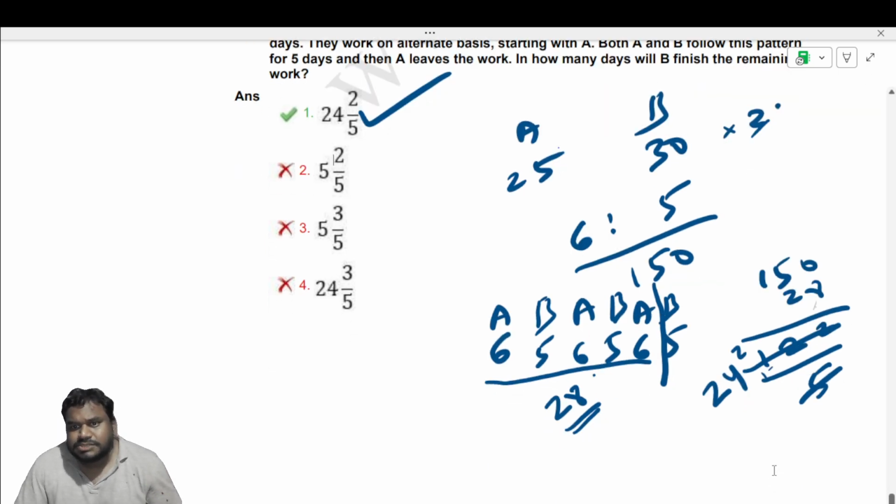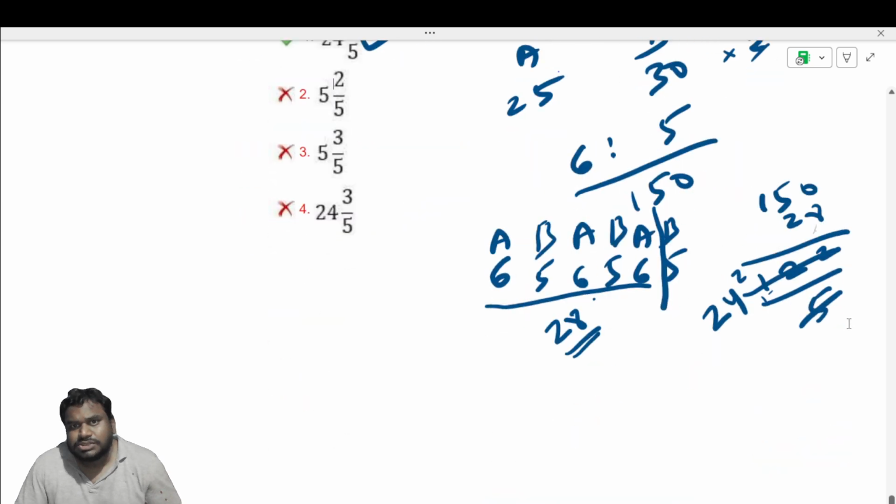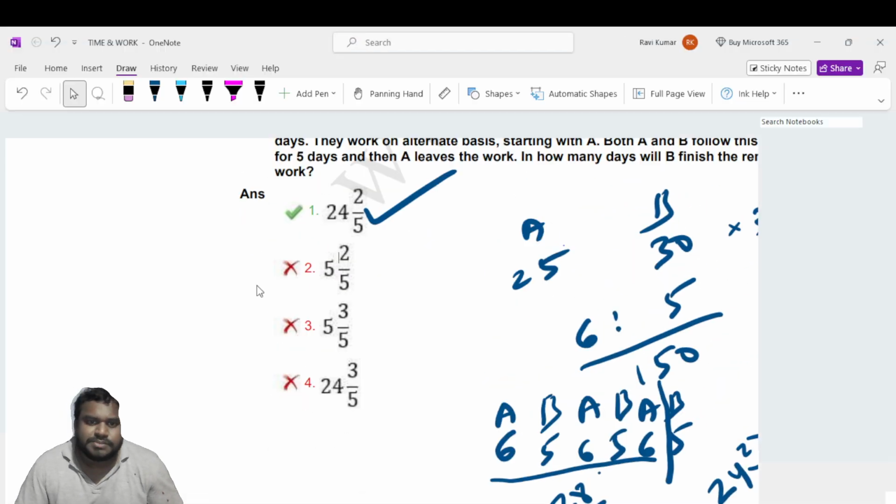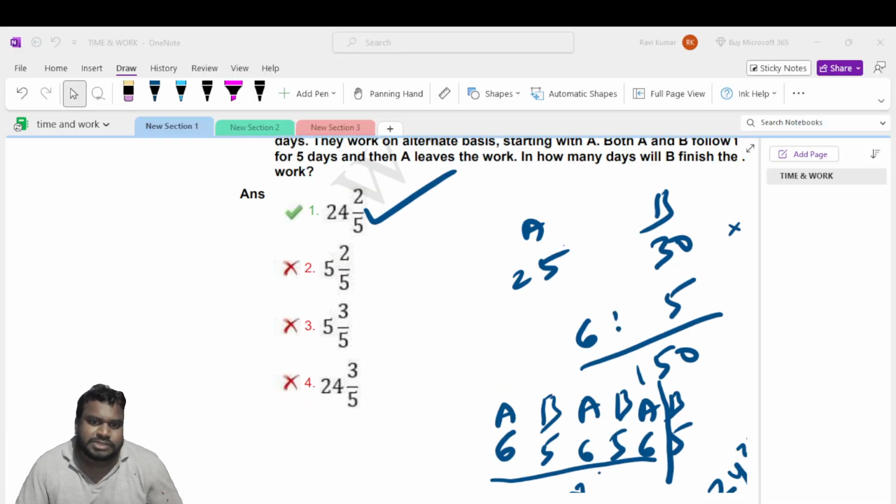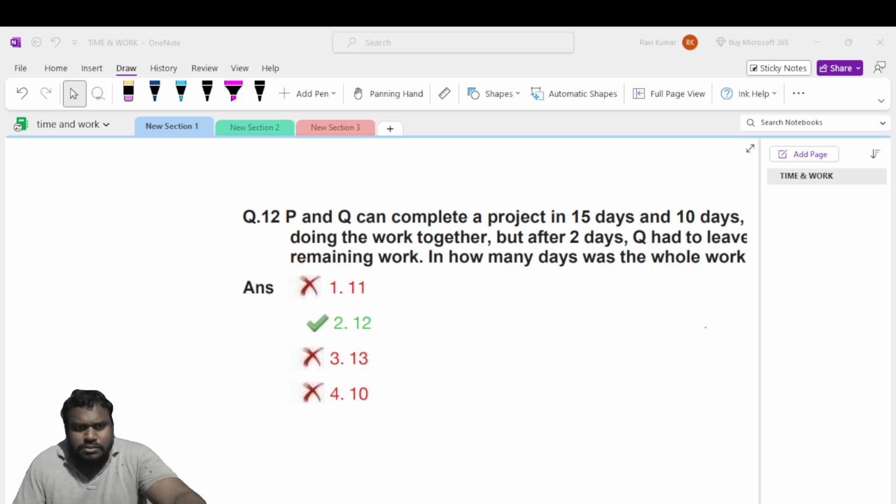You don't even take this much time, because for your understanding I took this many steps. But in the exam you don't have to take all these steps. Directly you can go with the approximations, like A, B and their efficiencies.